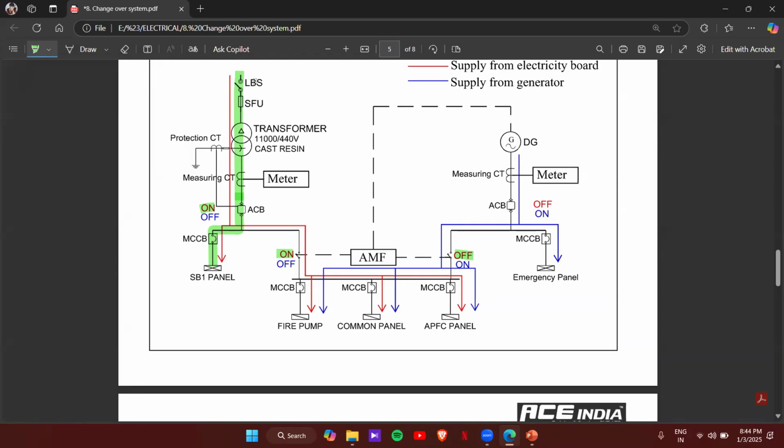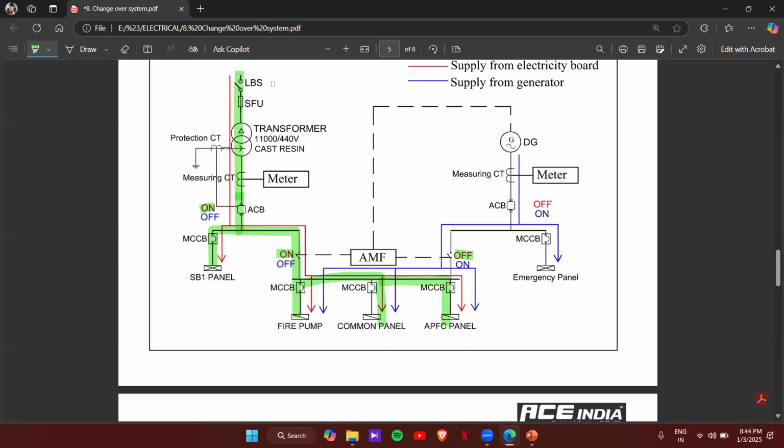So in the normal time, the first contactor will be in on condition so that the supply will be coming to this panel like this, and it will be going to the common panel, then to the APFC panel. Since the second contactor is off, it will not go to this side. So it will be ending up here: SB1, fire pump, common panel, all APFC. So these are the only connections that will be connected in the normal time, or when we have the supply from the transformer side.